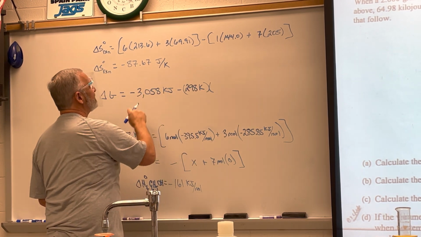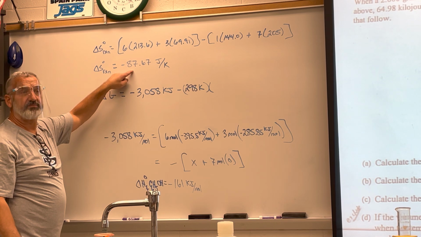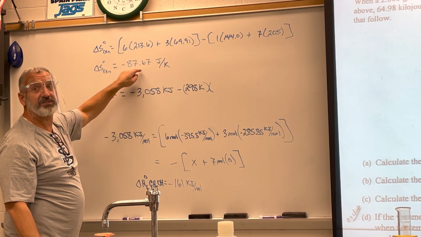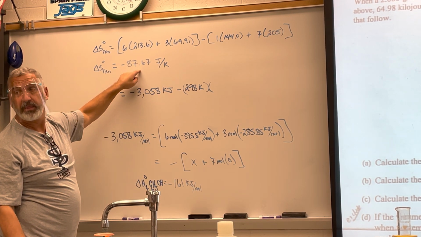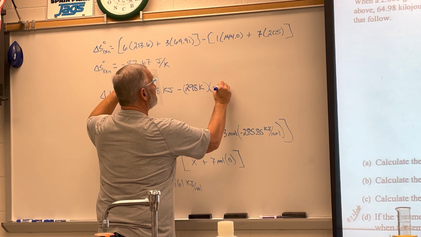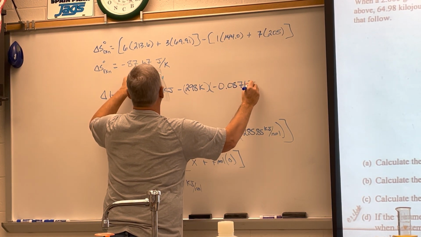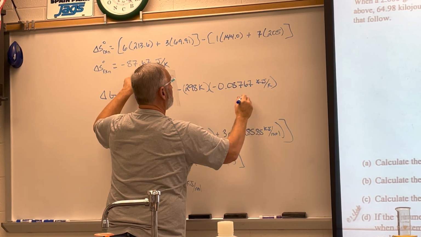Times my delta S. Now, can I just put in 87.67? No. Why not? It's in joules. That's joules. This is kilojoules, so we have to change this to kilojoules. That's a common mistake students forget to do. So it's got to be negative 0.08767 kilojoules per K.